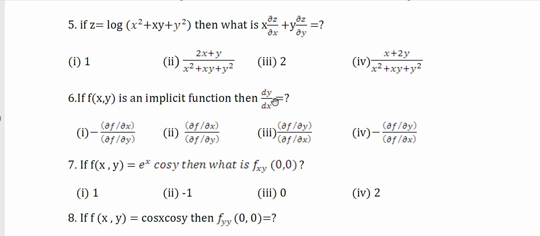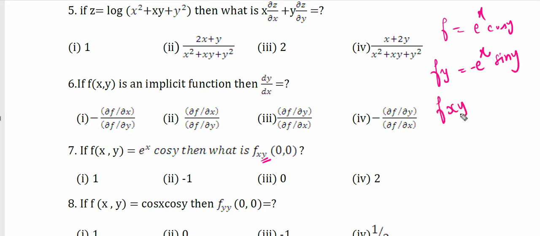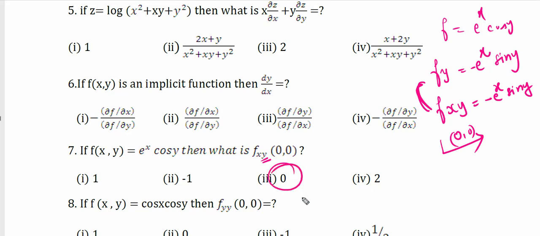For the implicit function, what is the value of dy by dx? This is a direct formula: minus dou f by dou x divided by dou f by dou y. Question number 7: f is e power x cos y. We have to find f xy. First, differentiate the given expression with respect to y. When differentiating with respect to y, x is constant, and cos y differentiation is minus sin y. Next, f xy: now differentiate this expression with respect to x. Minus e power x sin y, since e power x differentiation is e power x. Now substitute 0, 0 here. Since sin 0 value is 0, the answer is 0.